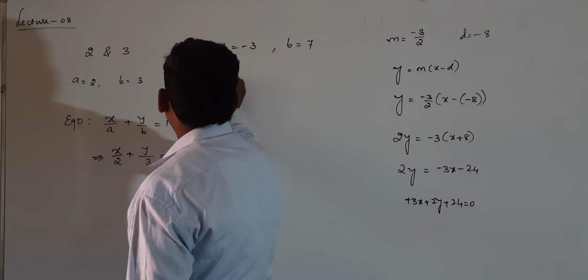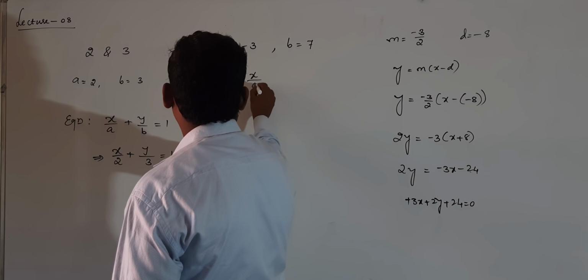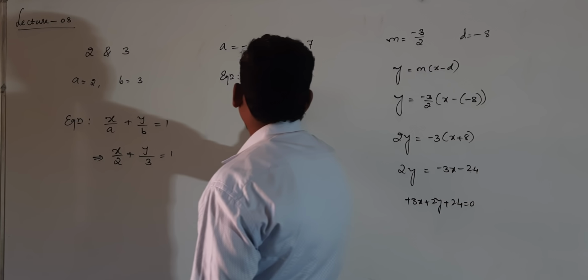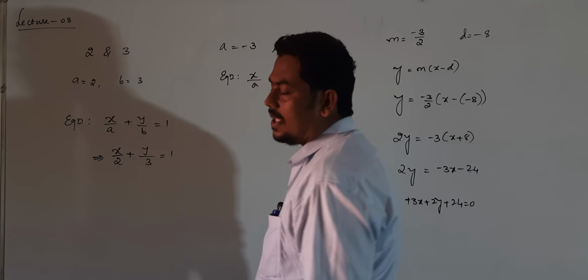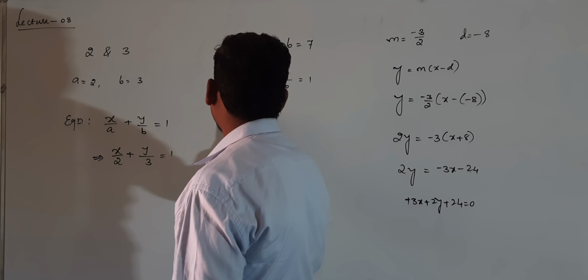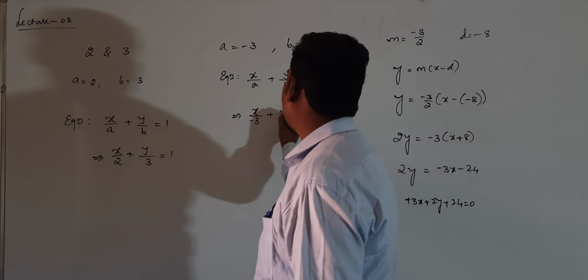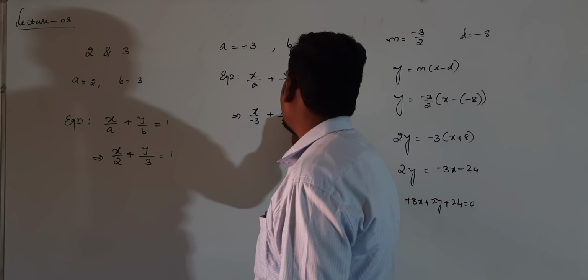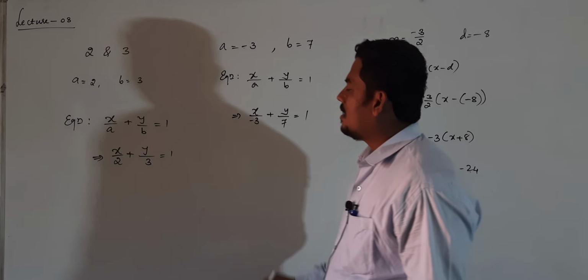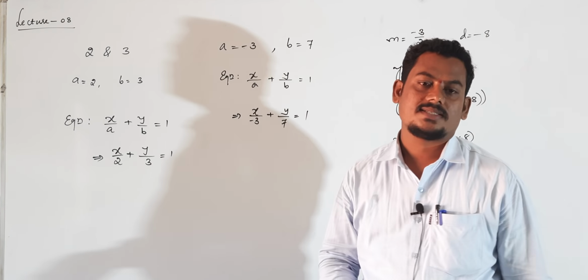Then the standard equation of the line is x divided by a plus y divided by b equal to 1, right? After that simply replace a value as well as b value. X divided by minus 3 plus y divided by 7 is equal to 1. Otherwise you can simplify, right? Just taking LCM and simplification.